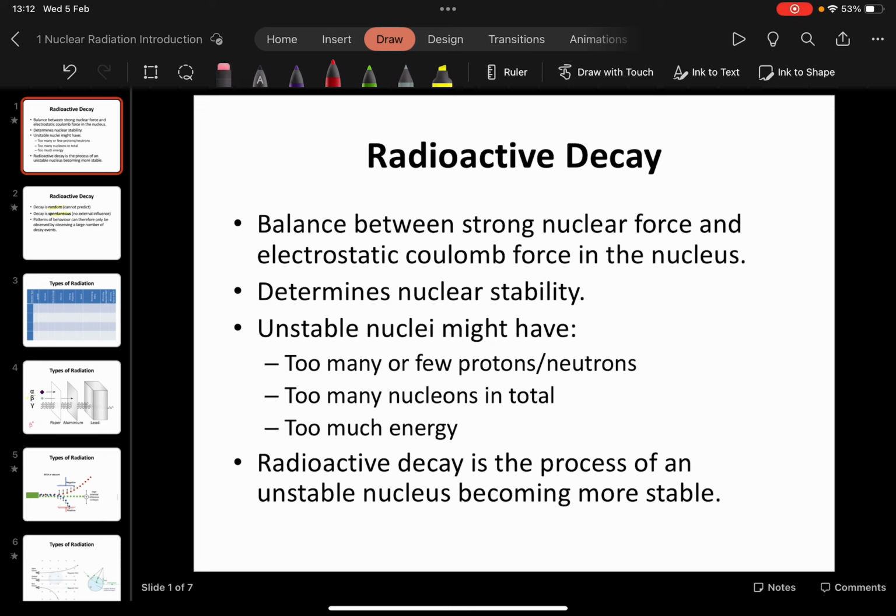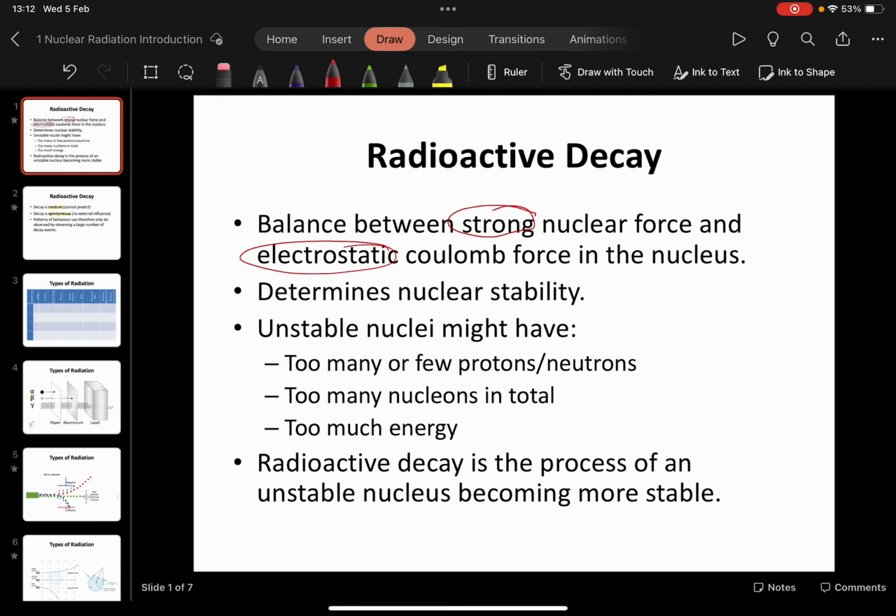Okay, we've got to compare 2 forces in the nucleus. The strong force and the electrostatic repulsive force. And that's going to determine the stability of a nucleus. So if that repulsive force is greater than the strong force, then the nucleus is not going to hold together. It's going to be really unstable.